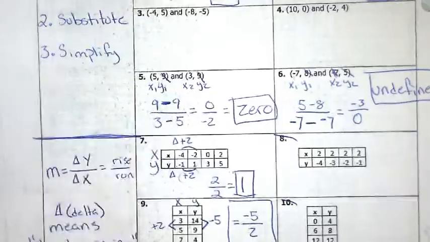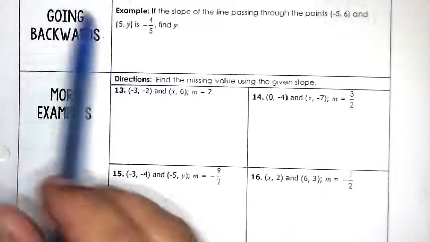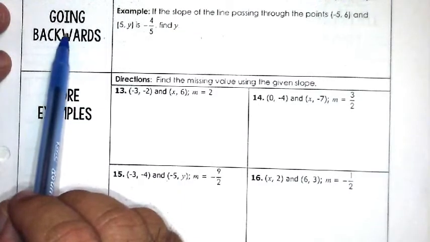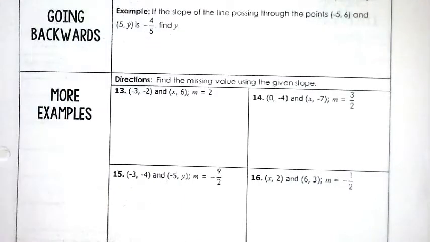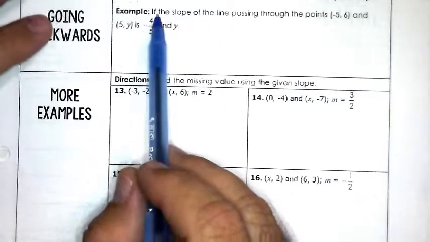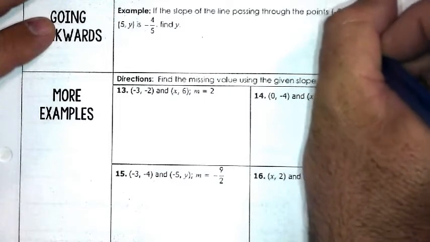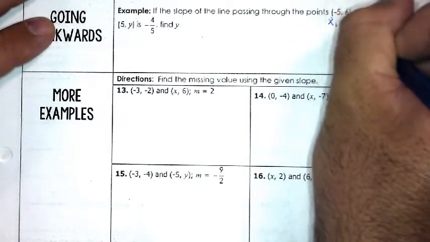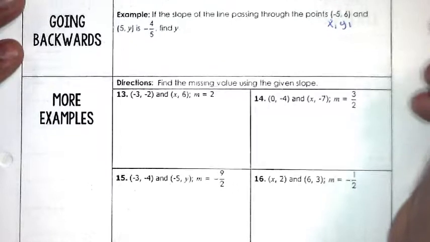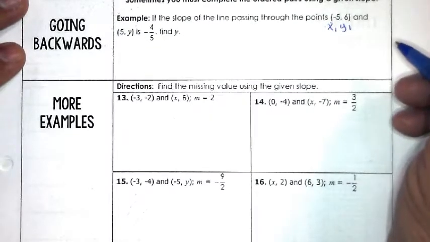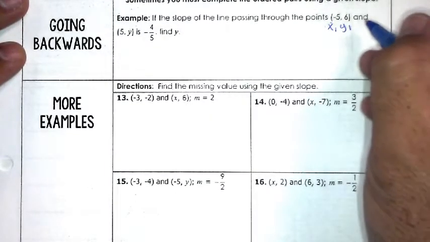And what I mean by working backwards is I give you the slope. You got to tell me the missing ordered pair value. Okay? So, for example, if the slope of the line passing through these points, well, here's my first ordered pair. Guess what? What am I labeling that? X1, Y1, because it's the first ordered pair given to me in the problem. Then I have the word and another ordered pair. That's my X2, Y2.